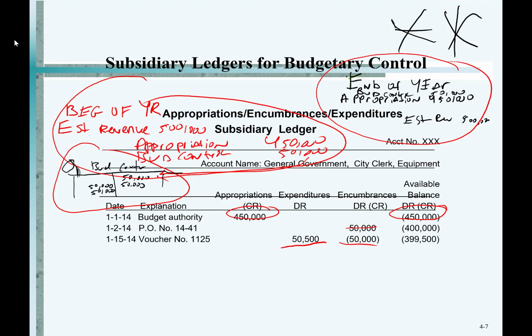Okay. All right, good. So let's do a little testing here. Let's see where our understanding is here today. So what's the journal entry to record the budget at the beginning of the year?